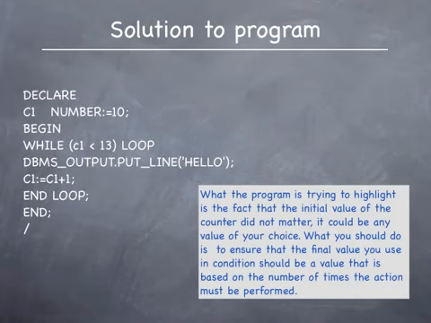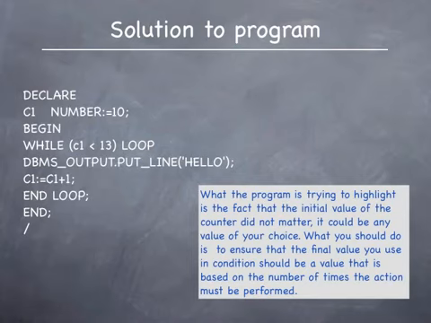The solution to this program is on the slide. The variable C1 has been declared to be a numeric variable with an initial value of 10. In the body of the program is a while statement that displays the word hello as well as increments the value of C1 by 1. Notice the condition which is written in the while statement. You have while C1 less than 13. As long as this condition is true, the word hello will be displayed on the screen.